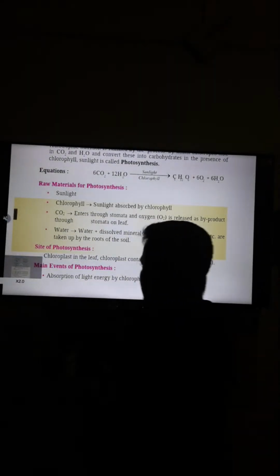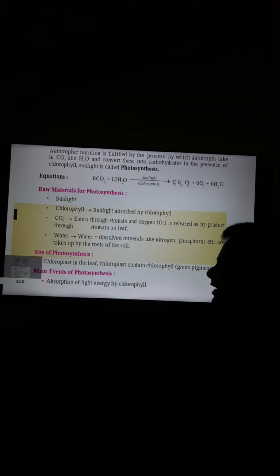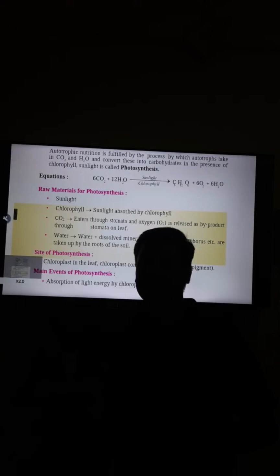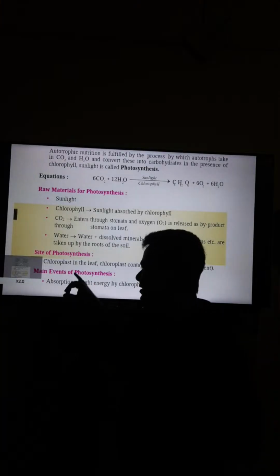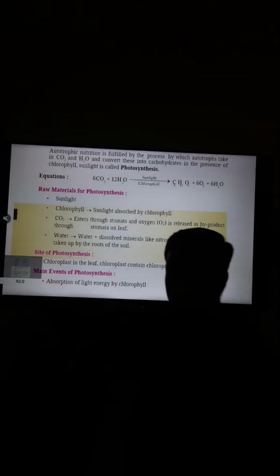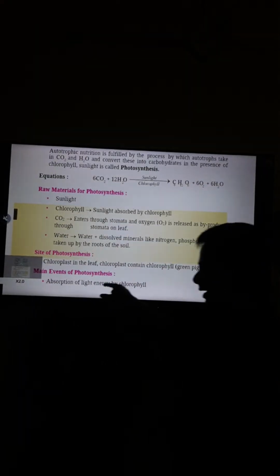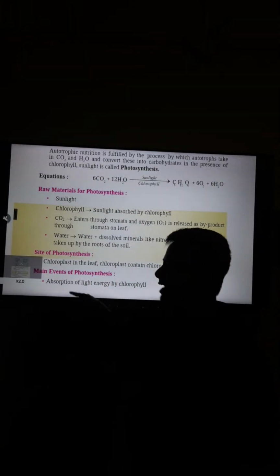Next, the site of photosynthesis. Where does photosynthesis take place in plants? Chloroplast in the leaf. In 9th standard, you people have studied the plant cell, where plastids are present. Plastids are present only in plants. These plastids have chloroplast. This chloroplast contains chlorophyll, that is the green color pigment. So here the site of photosynthesis takes place. And this is very very important now, they will ask for your examination.